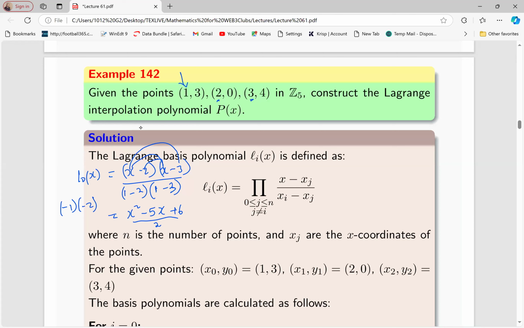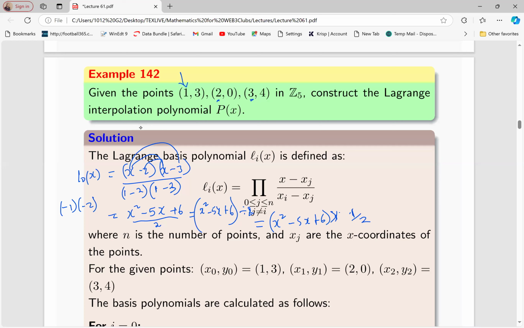Now, at this point we are doing it mod 5. You may want to begin by reducing the numerator mod 5, which is fine, or you may want to hold it a bit and do it at some other stage. Let's hold it a bit. This means x squared minus 5x plus 6 divided by 2, which we've agreed before is the same as x squared minus 5x plus 6 multiplied by the inverse of 2.